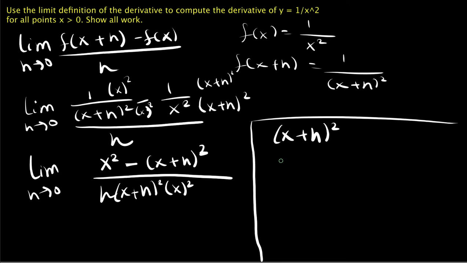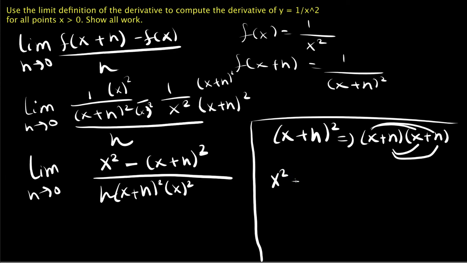Whole square. So this actually becomes x plus h multiplied by x plus h. And then we can use FOIL on this. So x squared plus xh plus xh plus h squared. So it's x squared plus 2xh plus h squared. Okay? And we have a subtraction sign here, right over here. So we are going to incorporate that subtraction sign into this. So it's going to be negative x squared minus 2xh minus h squared.